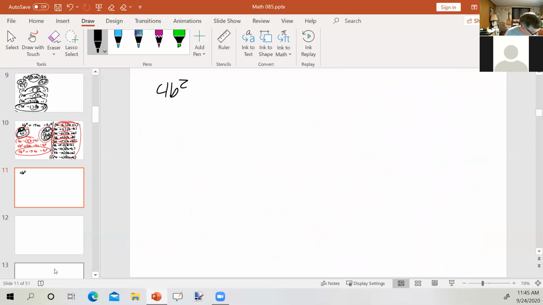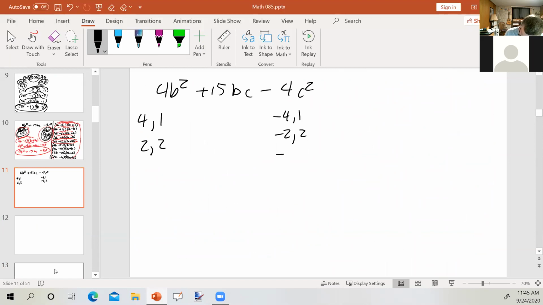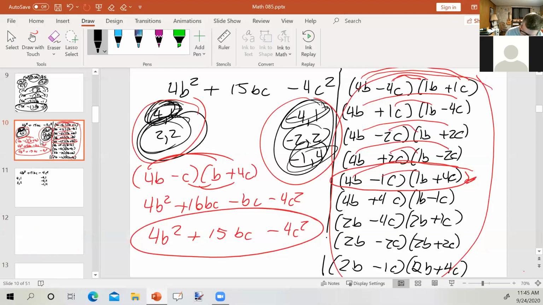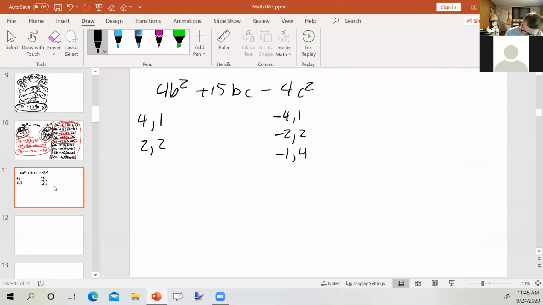4b squared, let's see here, plus 15bc minus 4c squared. And we had a 4 and a 1 and a 2 and a 2 and a negative 4 and a 1 and a negative 2 and a 2 and a negative 1 and a 4. I think that's right. Yeah, okay.